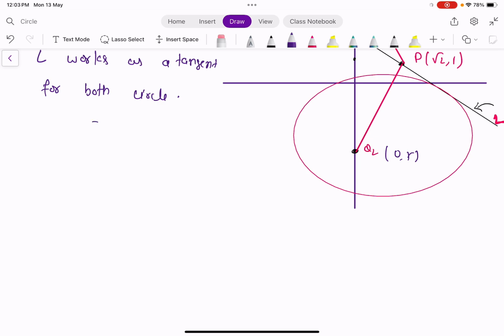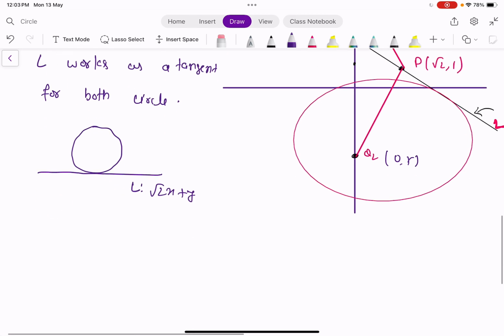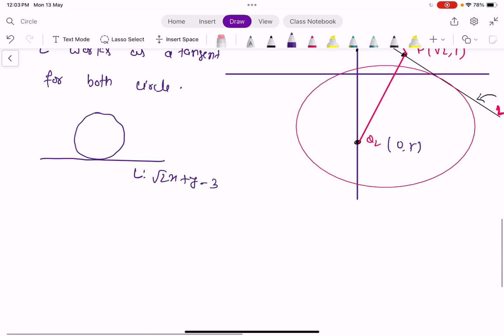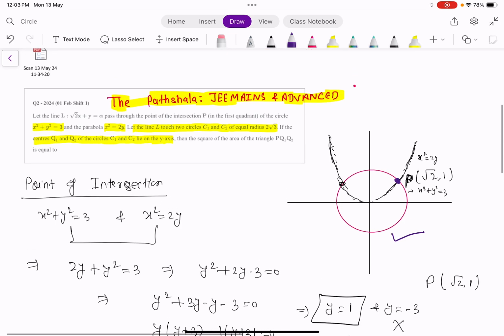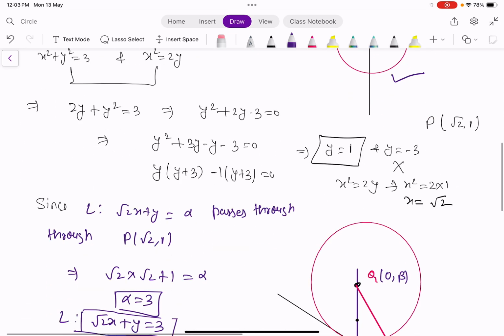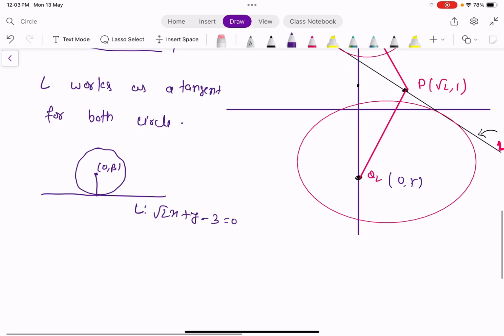For example, this is the first circle, and this is the line we have been given. What is the line we have been given? Root 2 x plus y equal to 3, that is root 2 x plus y minus 3 equal to 0. And what is the center we have been given? The center is nothing but (0, beta). The radius is already given; 2 root 3 is given. So this value will be nothing but 2 root 3.